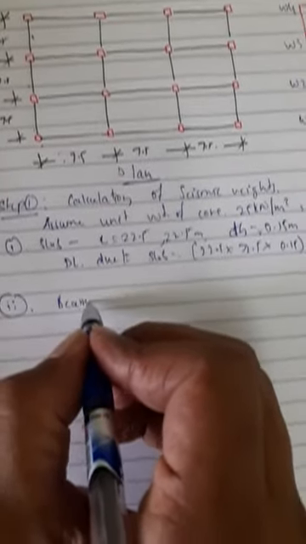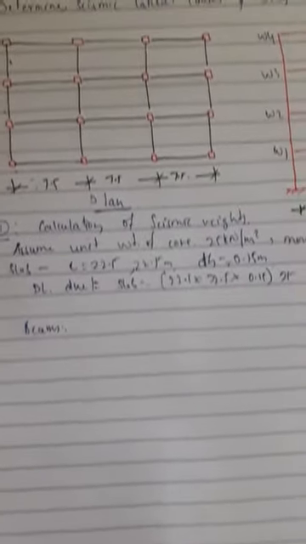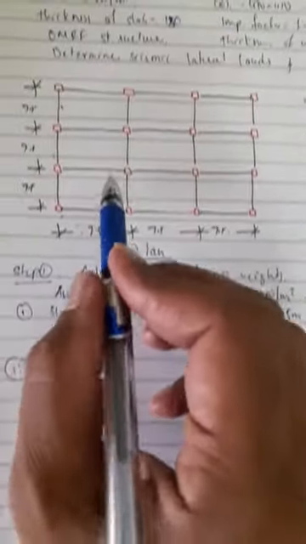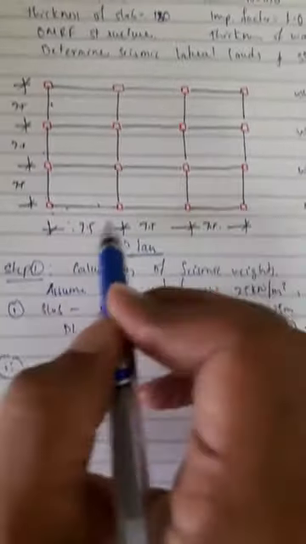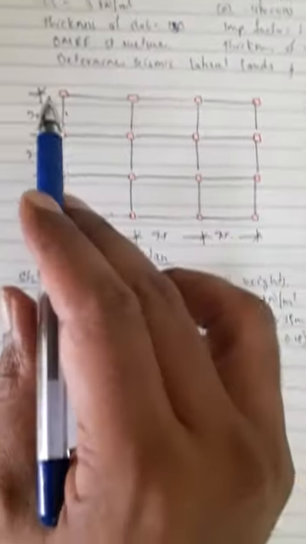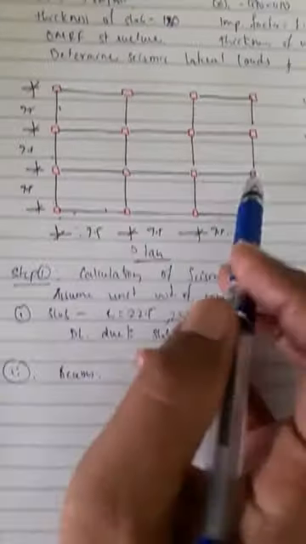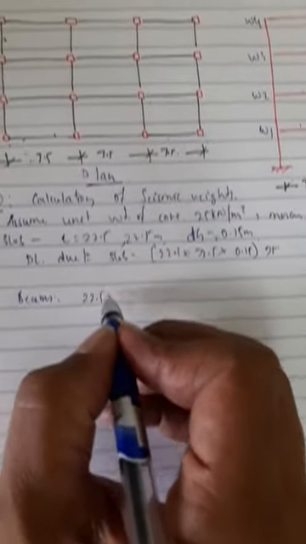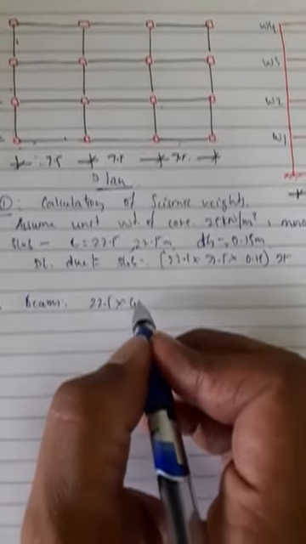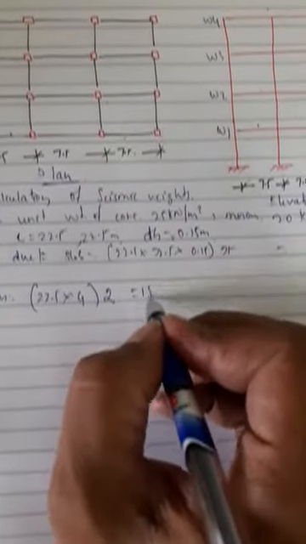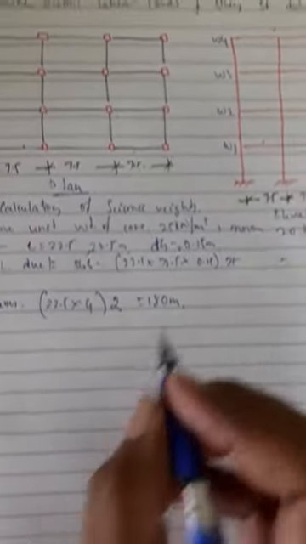Second, beams. First find out the total length of the beam. Here the beams are running in x direction: 1, 2, 3, 4, 4 beams, each 22.5. Similarly in y direction 1, 2, 3, 4. So total length of beams is 22.5 into 4 in each direction, so this into 2 in other direction. So 180 meters length of beam.